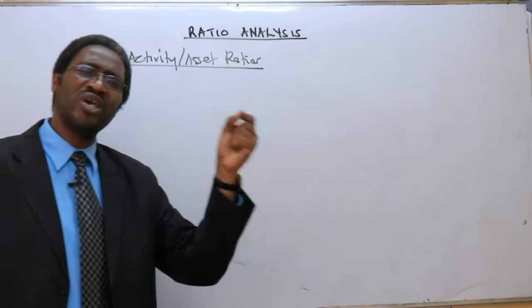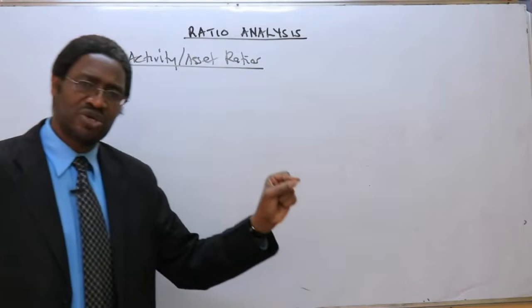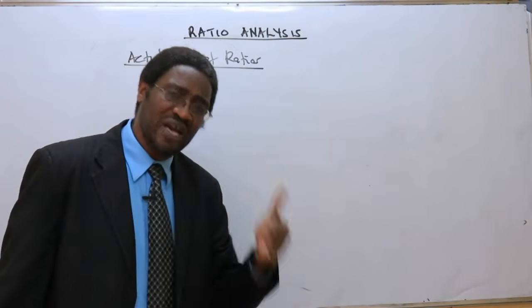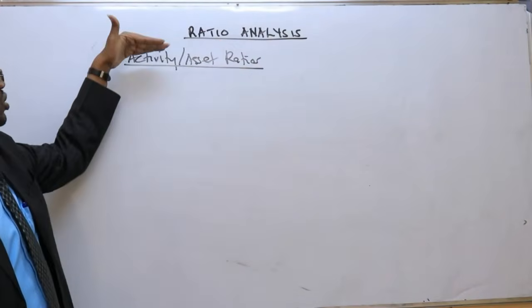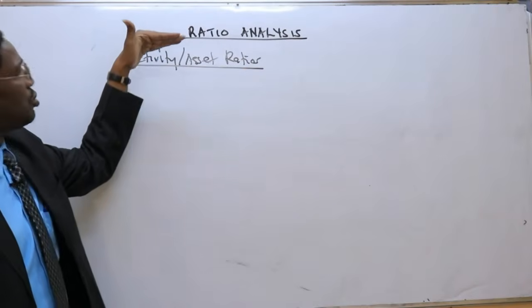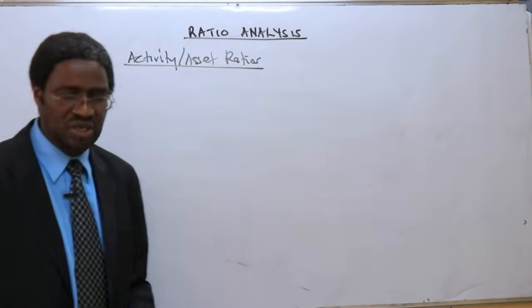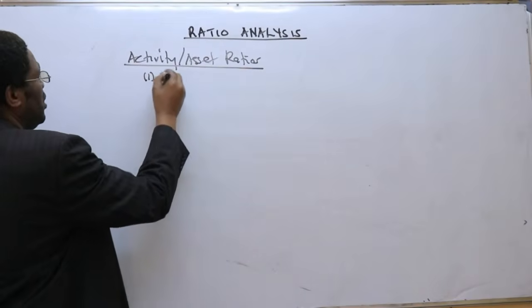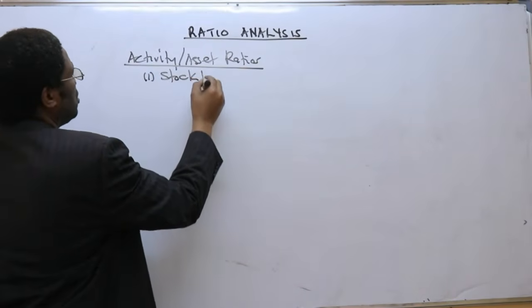So how are we able to utilize those available resources? To measure the ability of a firm to utilize the available resources, we calculate what we call the activity or asset ratios. And one of the activity ratios we shall be calculating is what we call stock turnover.